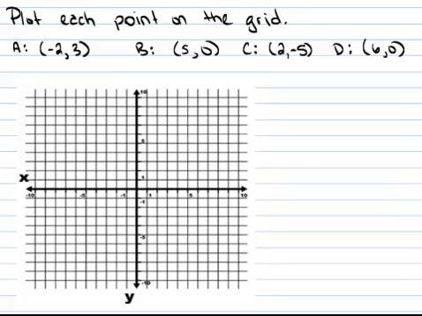Here guys, we just want to make sure you guys know how to plot points on a grid. So we're going to start with our first one. If we want to plot the point (-2, 3), understand that it's always x and y. So in this case, your x-coordinate is -2.